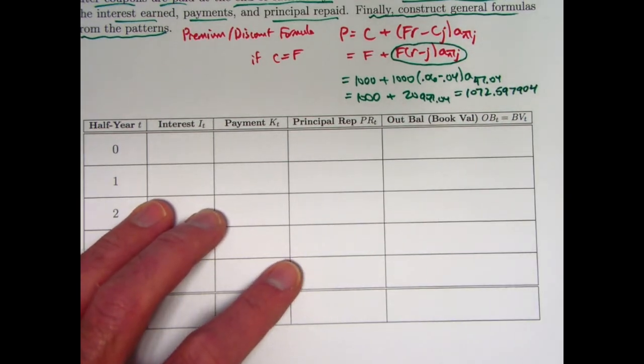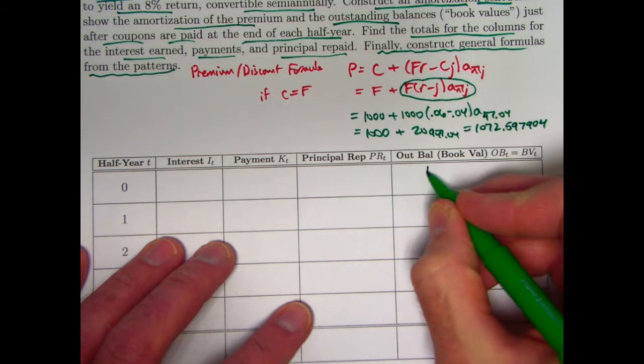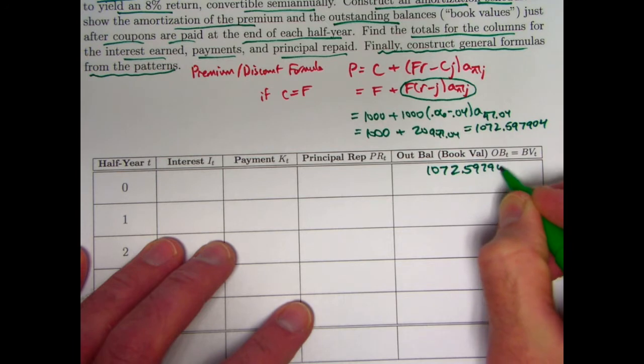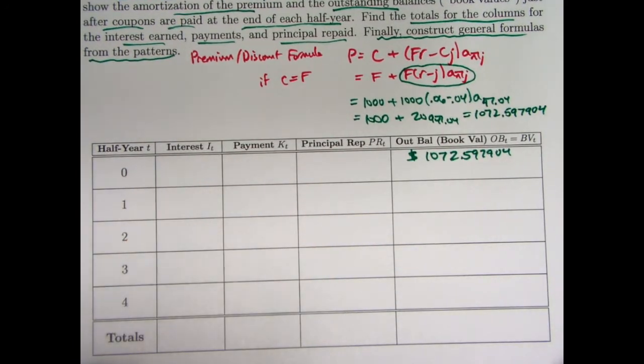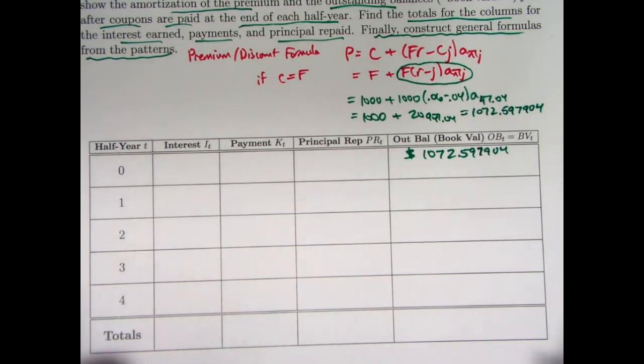But I'm going to keep all those decimal places. So that's going to be the outstanding balance at time 0, $1,072.597904, which again would round to $1,072.60. But again, let's keep it like this.